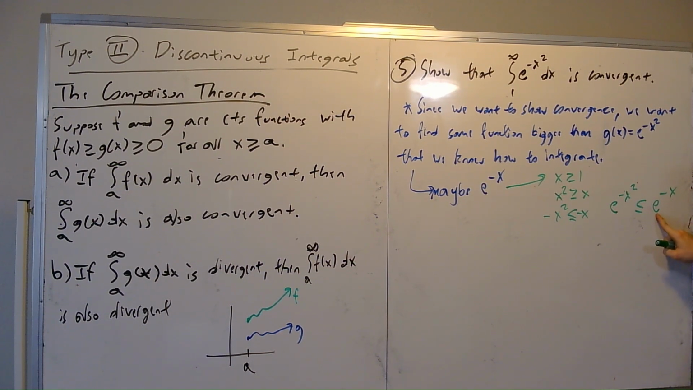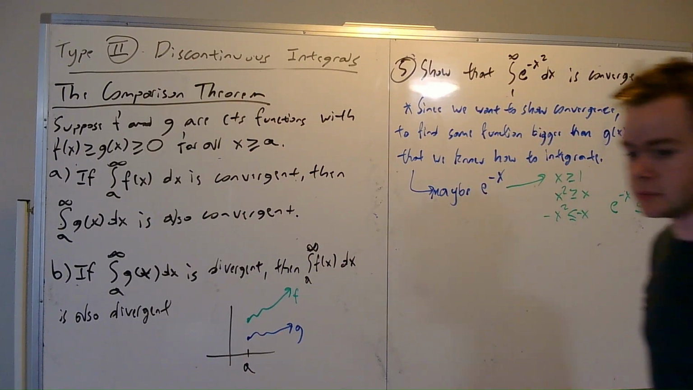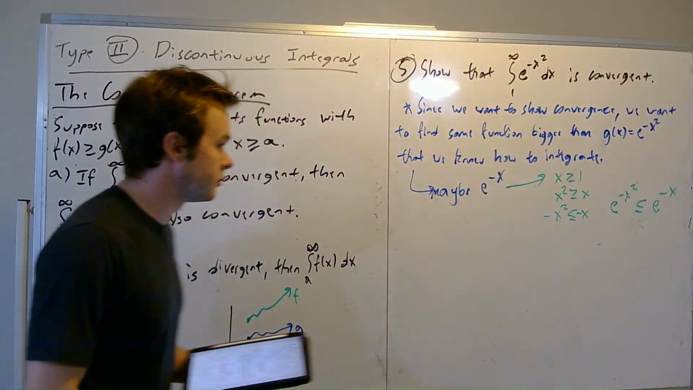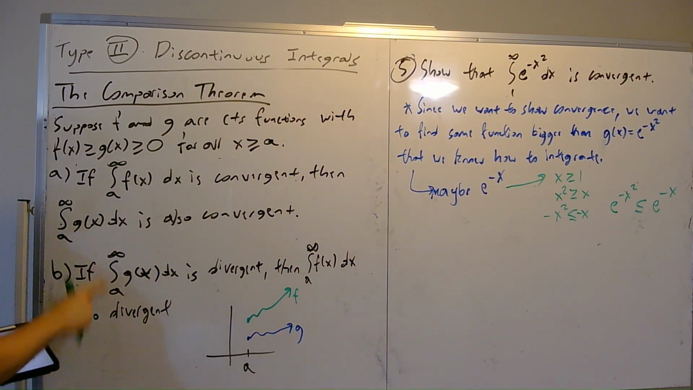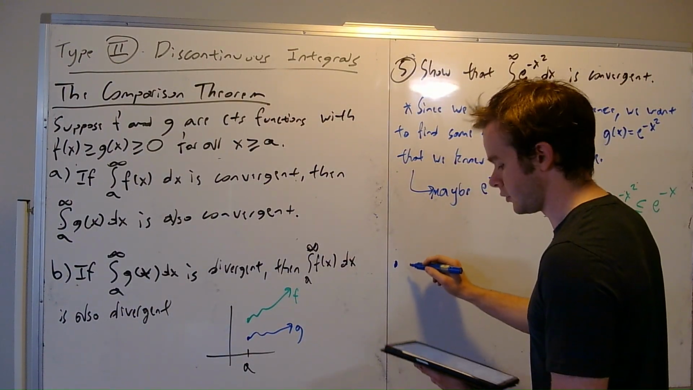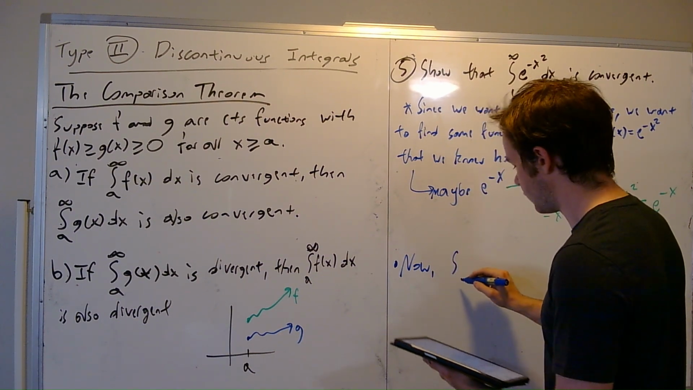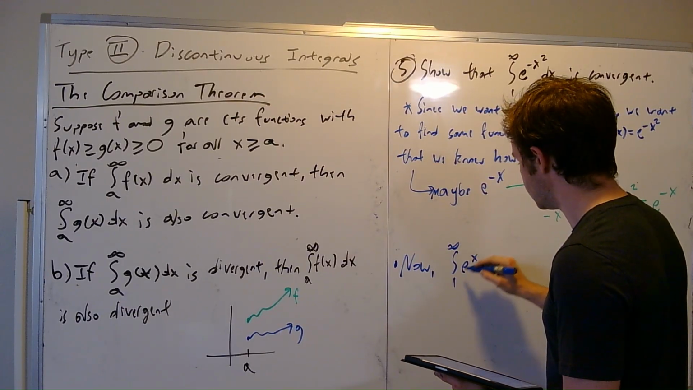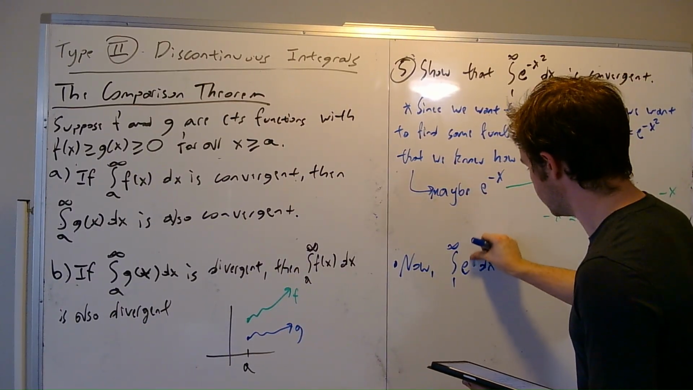So if we can show that the integral of the bigger function is convergent, then the integral of this smaller function would also be convergent. So that's how we're trying to use the comparison test here. Right? We're using part A. If the integral of the bigger function is convergent, then the integral of the smaller function is also. Okay, so that's what we're going to do. We're going to replace our hard problem with an easier problem. Now we just need to find the integral from 1 to infinity of e to the x dx. Sorry, e to the negative x dx is what I meant to say.